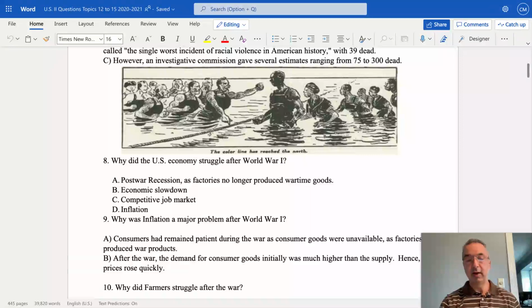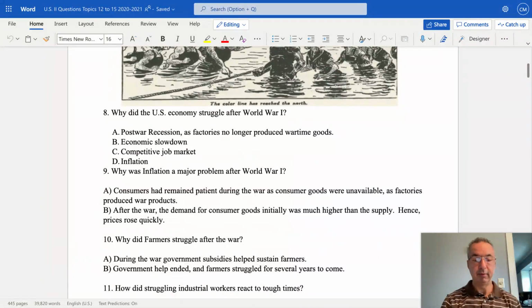Another group that struggled in the aftermath of World War I were farmers. When you think about farmers, it's a very similar situation to the supply and demand we mentioned previously. During the war, government subsidies had helped sustain farmers. Basically, the government was paying farmers to continue to produce crops because they needed them for the war effort. Once the war came to an end, the government stopped helping, and a lot of farmers began to struggle. A lot of them were overproducing their farm products and not necessarily getting the prices they had gotten during the war itself.